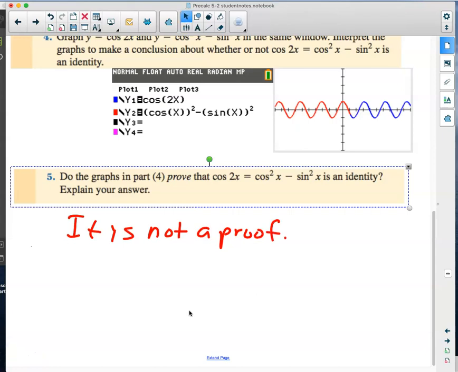Now, why isn't it? Why doesn't just a visual work? Well, I didn't graph this forever. I only graphed it from negative 2 pi to 2 pi. I don't know what's going to happen out there at negative 3 pi and 3 pi, negative 1 million pi and positive 1 million pi. Now, my logic tells me what I saw is probably enough, and they actually do equal each other, but it is not a proof. To prove something, you must prove it works for all values in its domain.